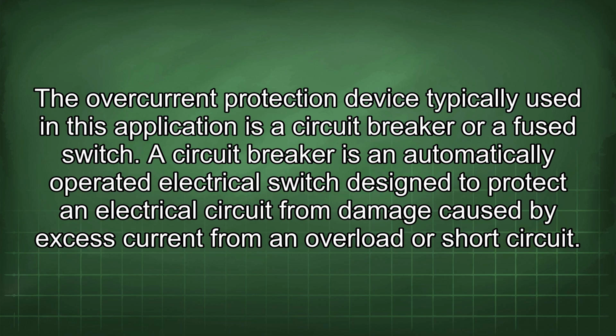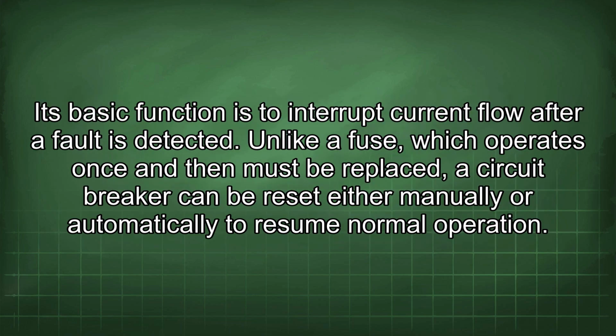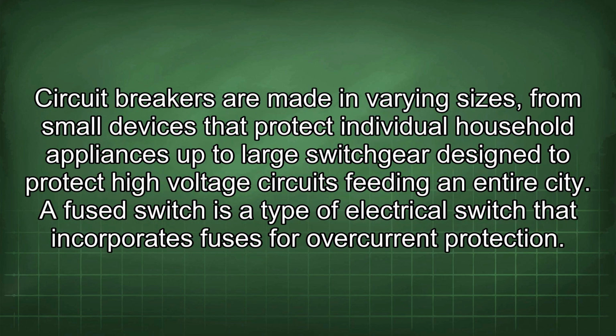A circuit breaker is an automatically operated electrical switch designed to protect an electrical circuit from damage caused by excess current from an overload or short circuit. Its basic function is to interrupt current flow after a fault is detected. Unlike a fuse, which operates once and then must be replaced, a circuit breaker can be reset either manually or automatically to resume normal operation. Circuit breakers are made in varying sizes, from small devices that protect individual household appliances up to large switchgear designed to protect high-voltage circuits feeding an entire city.